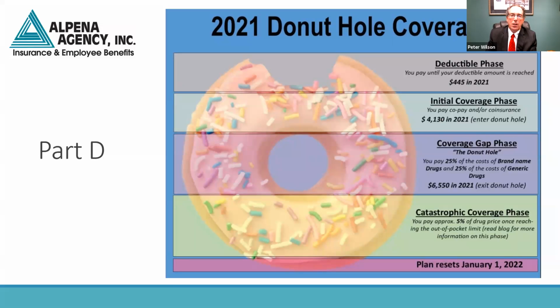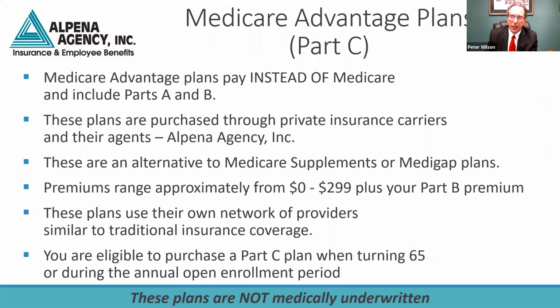Okay, let's go on to the next thing, which is the Advantage plans. So we talked about Part A and B. That's your original Medicare. We talked about Part D, which is the separate prescription drug coverage that's available. Medicare Part C is what they call Advantage plans. Think of Part C as sort of your traditional Blue Cross or Priority Health, a traditional medical insurance plan, health insurance plan that you're familiar with.